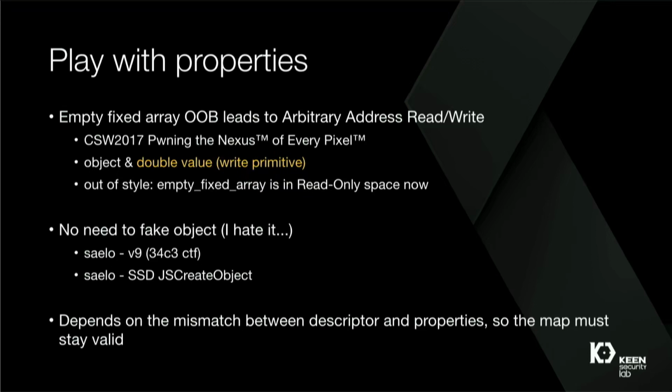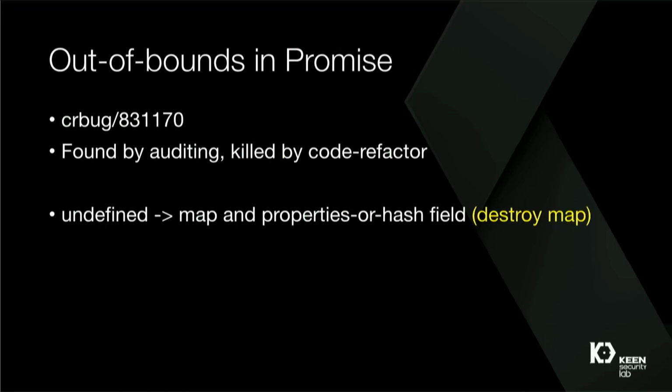This approach depends on the wrong information in the descriptor array, which is stored in the map. So the map of the object must stay valid, but sometimes the situation is more difficult. This is one of my bugs which can achieve code execution in V8. In one of the old versions of V8, this bug writes undefined to the map and the property field, so it will destroy the map of the object. And in such a case, we cannot use the traditional ways to exploit it.